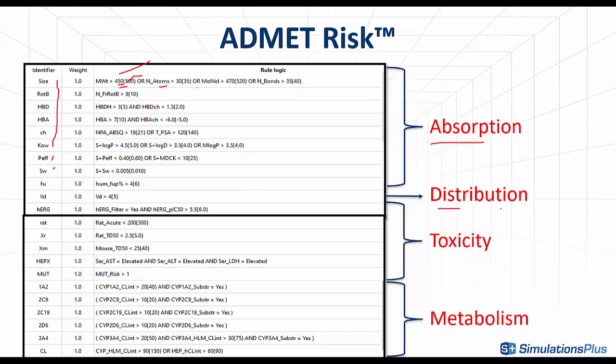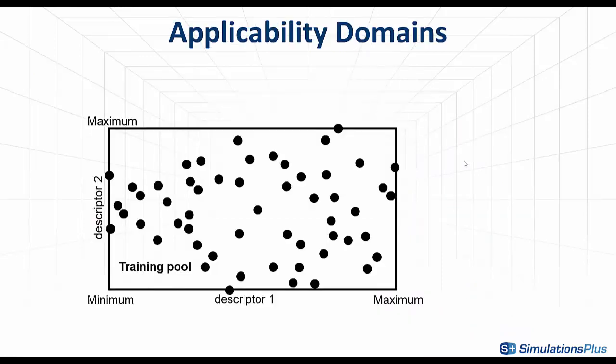We also include a rule for the volume of distribution, toxicity scores such as hERG liability or acute rat toxicity, hepatic toxicity, mutagenic risk, and then if the compound is quickly metabolized. This slide shows how we define our applicability domain for all of the models we calculate. And it's just simply based on the minimum and maximum value of the descriptors in the model.